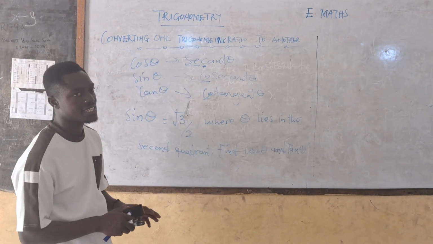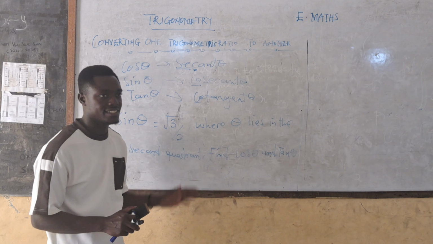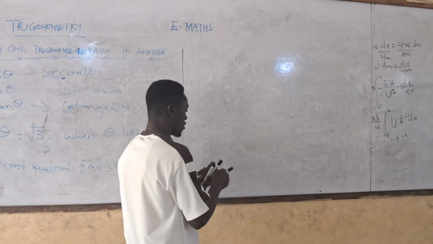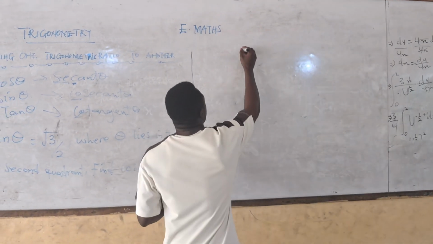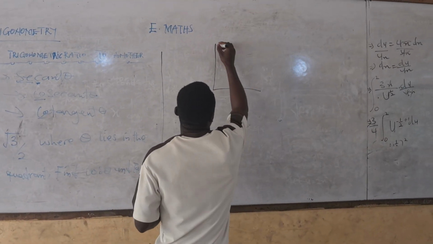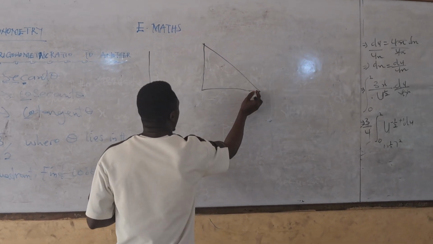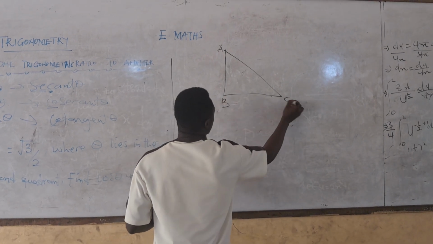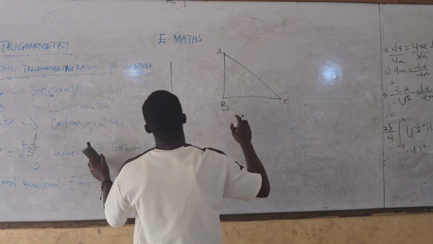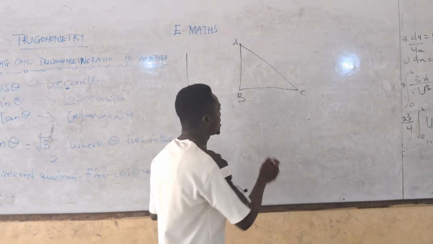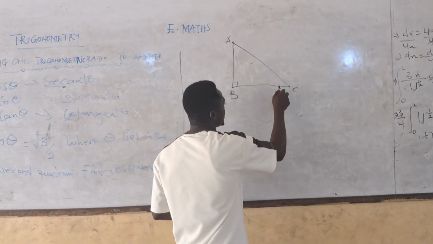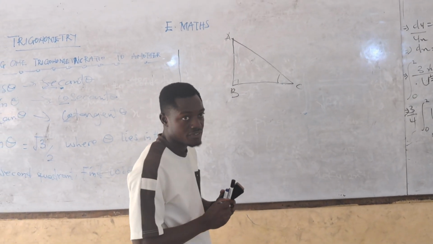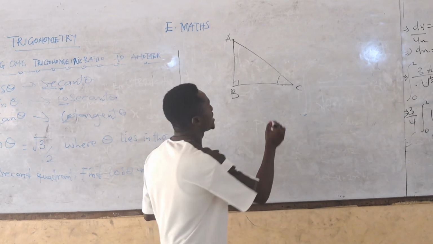How do you go by it? Anytime you have something like this, the first thing you need to do is sketch. We sketch by drawing our right angle triangle. We can label it A, B, C, and put the angle theta at any place that will be convenient or easy for you. So either you put the angle here or you put it here. Let's put theta here.